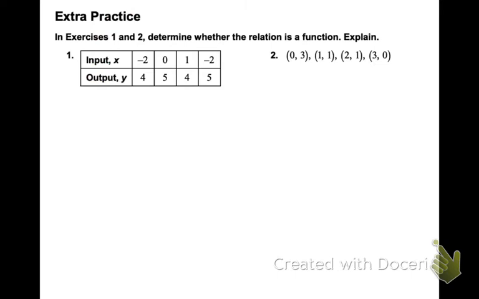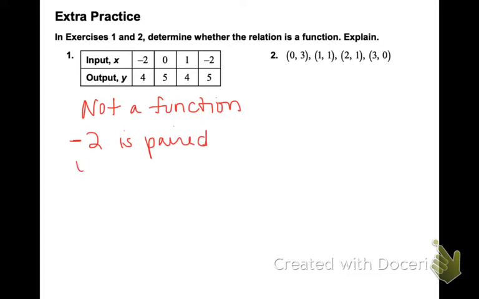The extra practice. We're going to determine whether or not the relation is a function. So what we're going to be looking at is on 1, we have -2, 0, 1, and -2. Since we have -2 going to two different outputs, it is not a function. Right? -2 is paired with 4 and 5. So it's more than one output for -2.